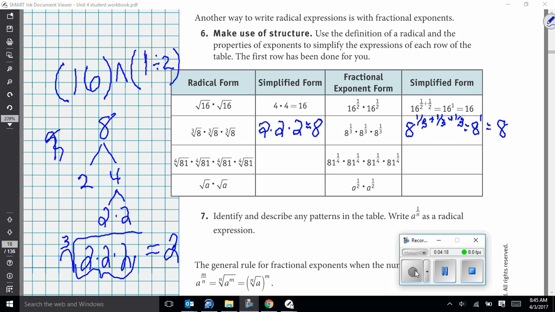Alright, so do you want to try this next one? So we have the 4th root of 81. So what's your first step?